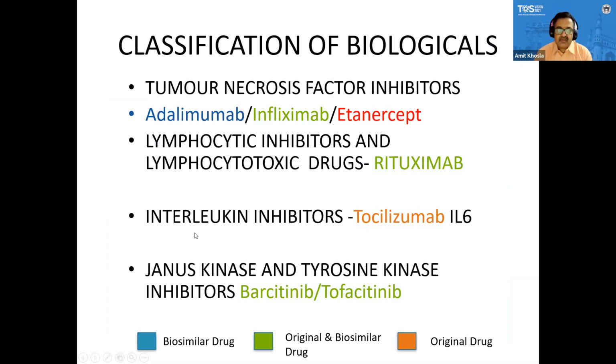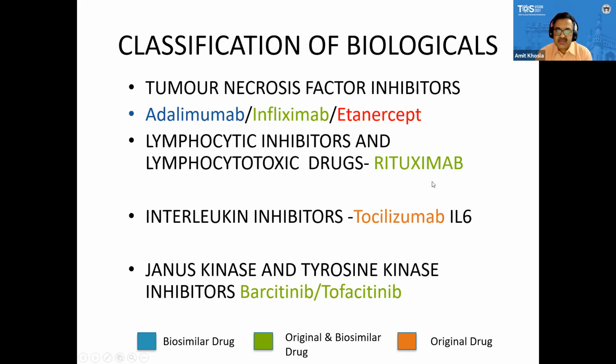So we don't have the original drug Humira in India. We have the biosimilar drug here. We have both the original and the biosimilar in India, infliximab. And etanercept, we have the original drug. But etanercept sometimes aggravates the uveitis in HLA-B27 patients. We do not use it in patients with history of uveitis.